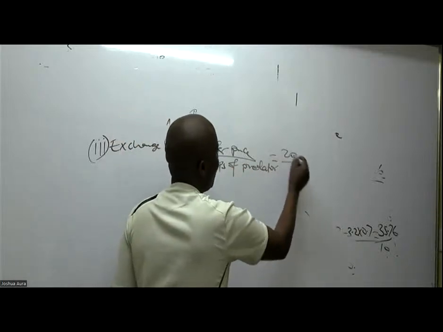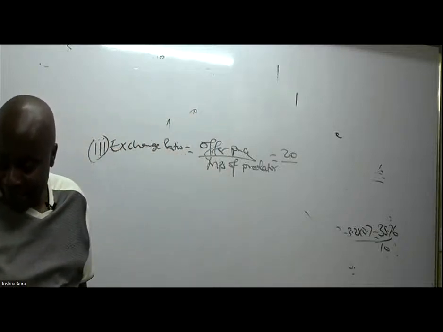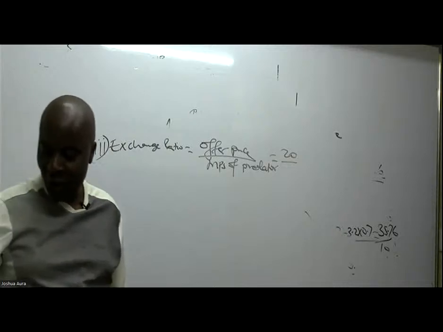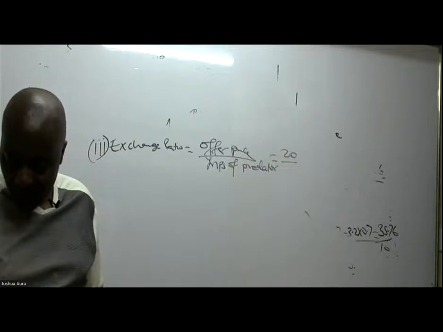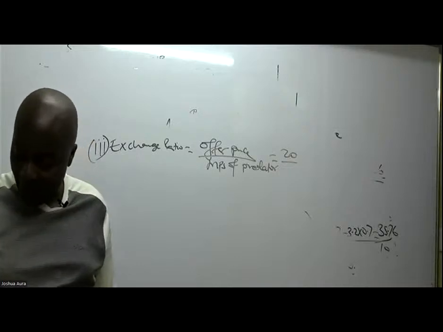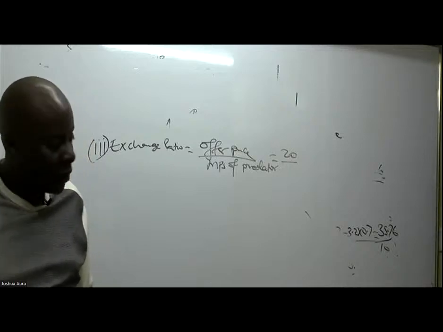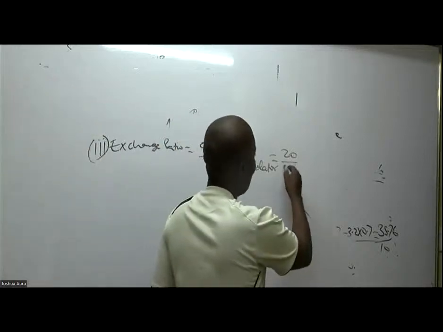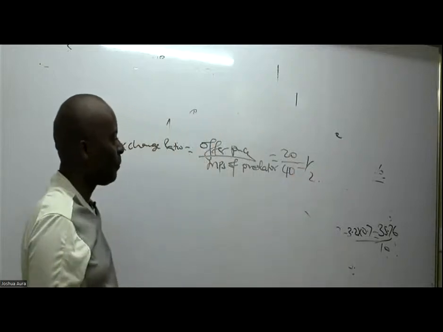The offer price is 20. The question says post-acquisition earnings per share if the two companies settle on a price of 20. So the offer price is 20, and then we have the MPS. MPS of the predator is 40. So 20 over 40, if you wish, you can say it's half, or 0.5, a fraction.